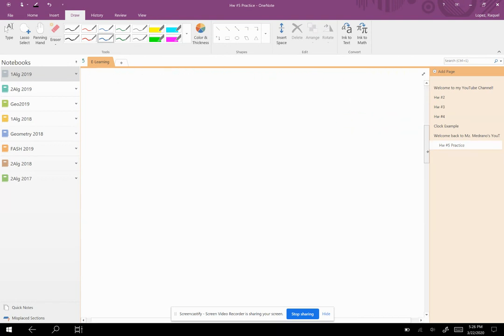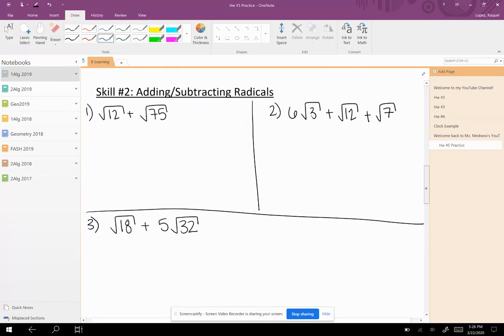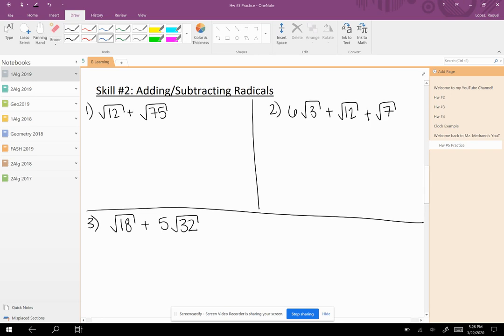All right. So now let's go on to skill number 2, which is adding and subtracting radicals. So looking at number 1, I cannot immediately add the square root of 12 plus the square root of 75 because they're not like terms. But what I am going to do is break both of them down, and see if I can get both of them to have the same number underneath the radical.